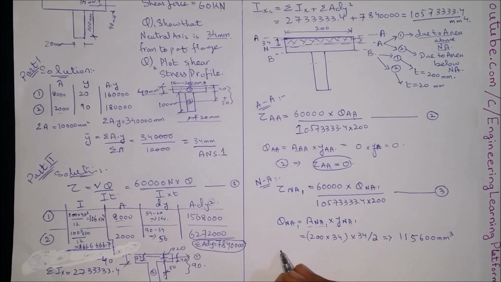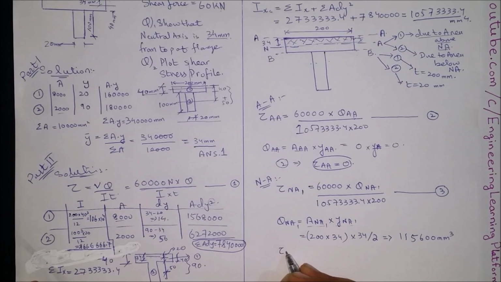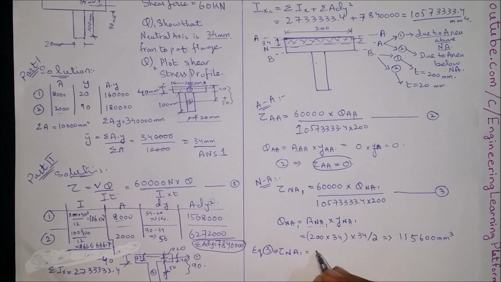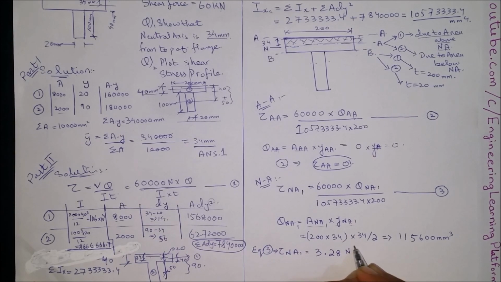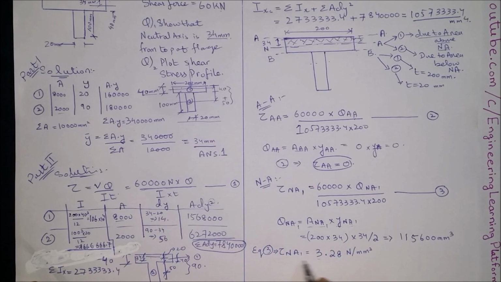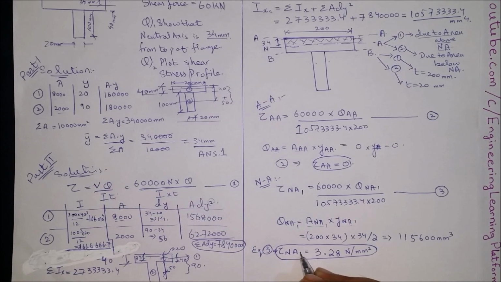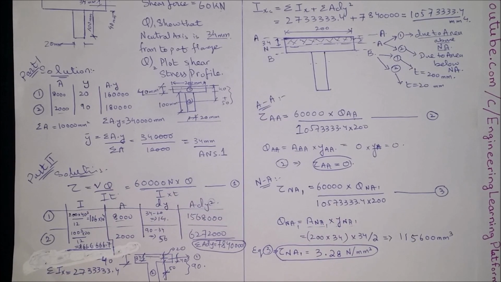So substituting the value of QNA into equation number 3, we get a value of tau NA1 as 3.28 Newton per millimeter square. At neutral axis above, due to the area above, is the shear stress.